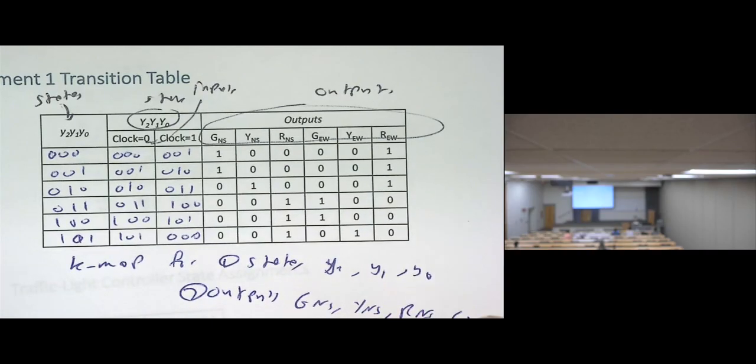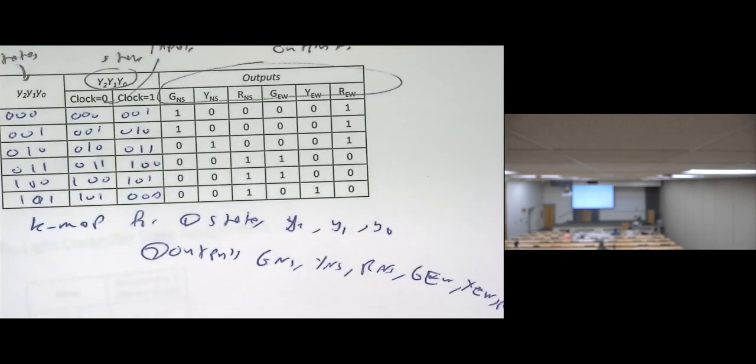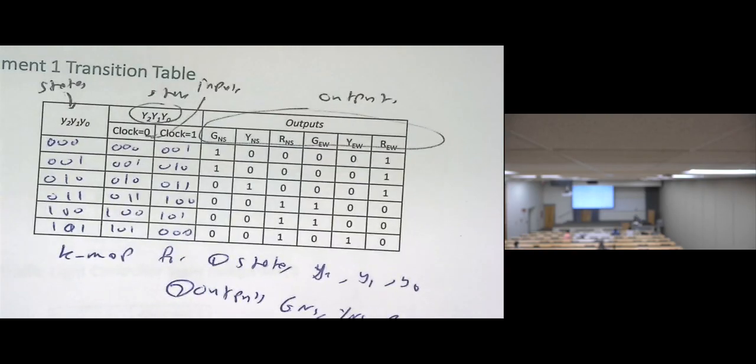GEW, YEW, REW. So actually I need to make 1, 2, 3, 4, 5, 6, 7, 8, 9 kernel maps, one for each variable, because again, we used to do in our design problems kernel maps for the states and kernel maps for the outputs.